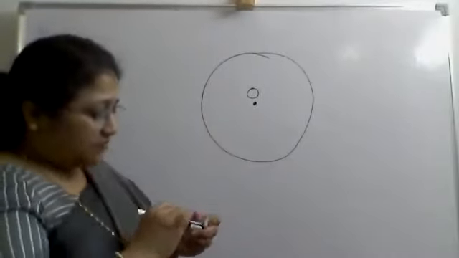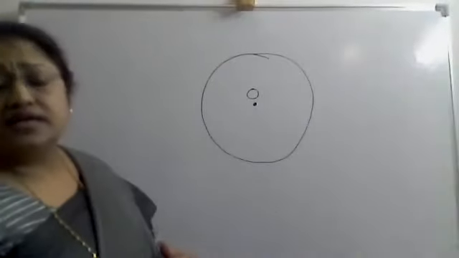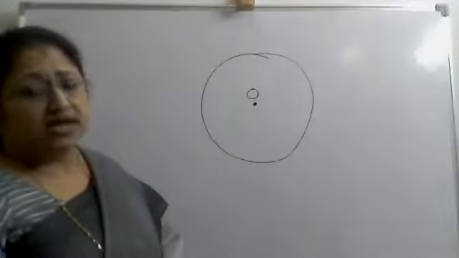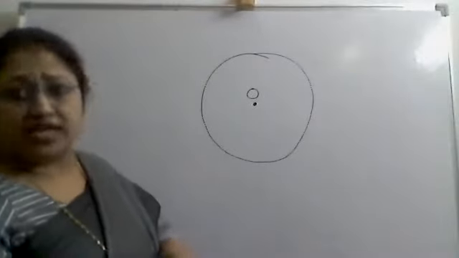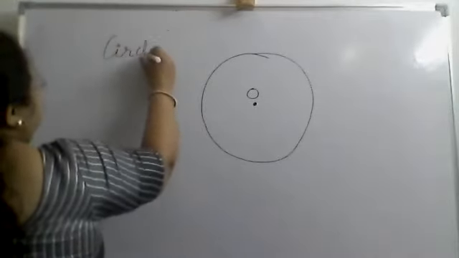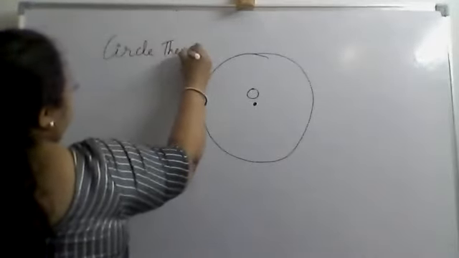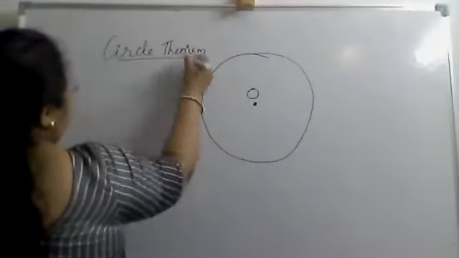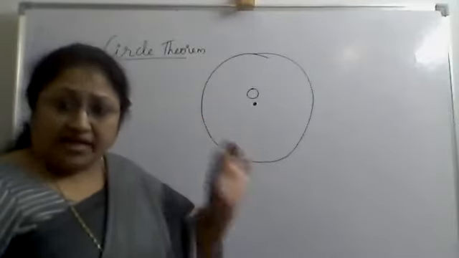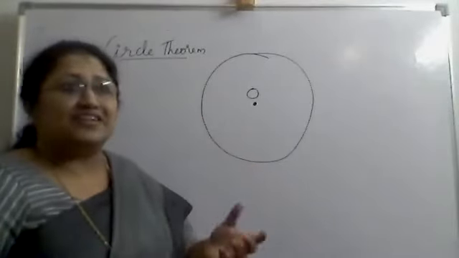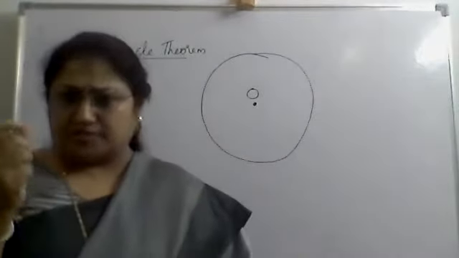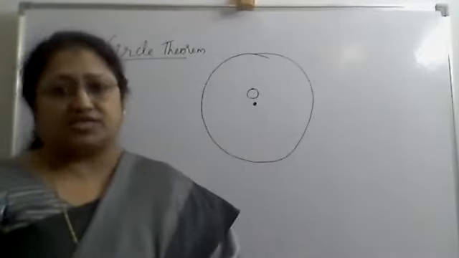What I want to discuss with you today is a property based on the circle. It is called the circle theorem. Let me write it: circle theorem. The statement is: an angle subtended by... Before entering into the angle subtended by, I would like to ask you, what do you understand by the terminology angle? What is an angle actually?